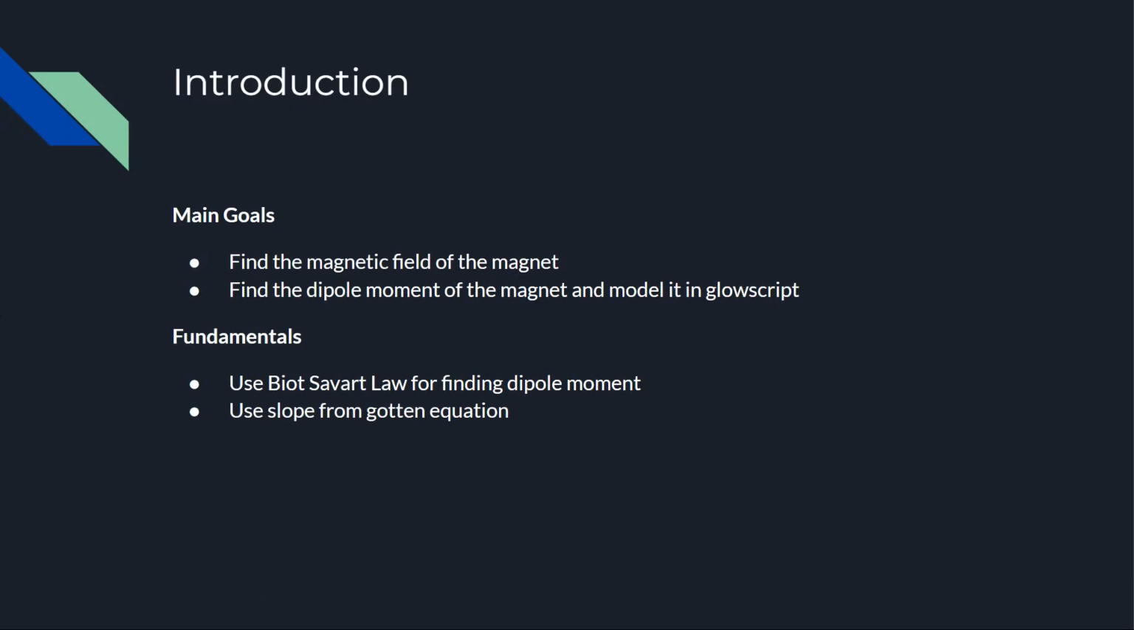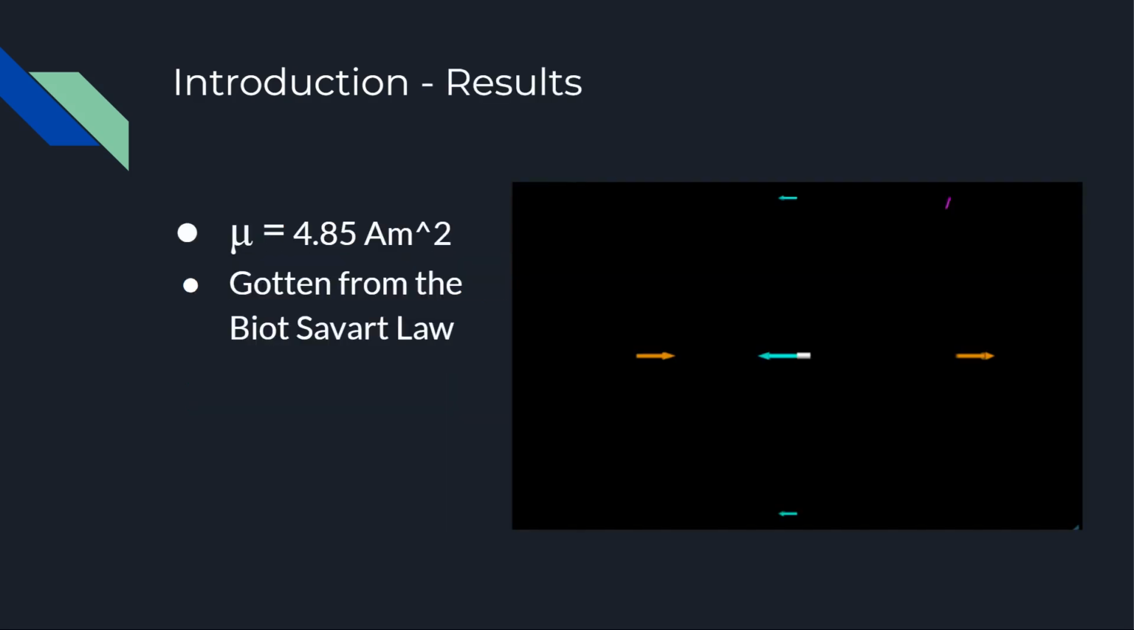Start off, we're going to talk about some of the main goals of the lab, which was to find the magnetic field of the magnet, and then based on that, find the dipole moment of the magnet and model it in GlowScript, and then compare it to the actual data. Some of the fundamentals we are going to use is the Biot-Savart law for finding the dipole moment, and we're going to be using the slope from the equation, which you will see when we get to the data.